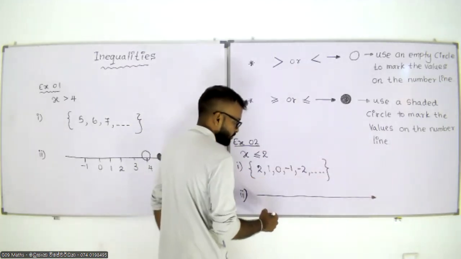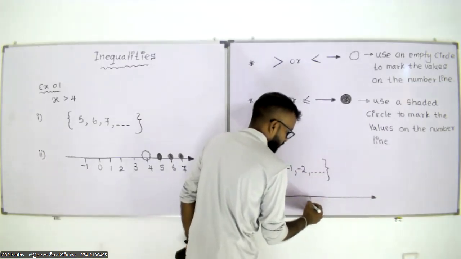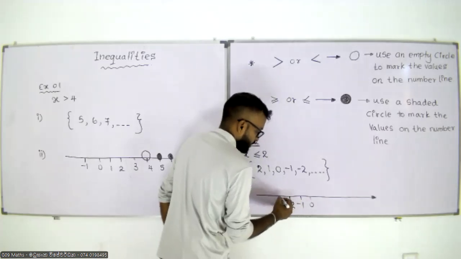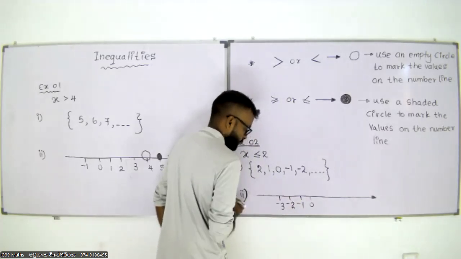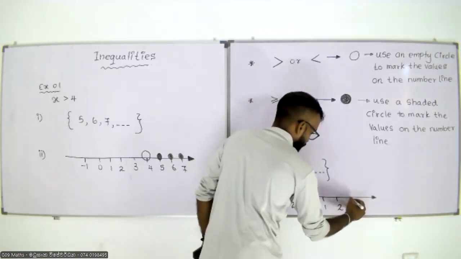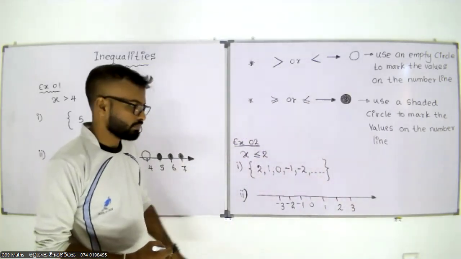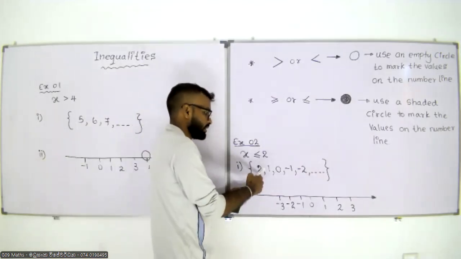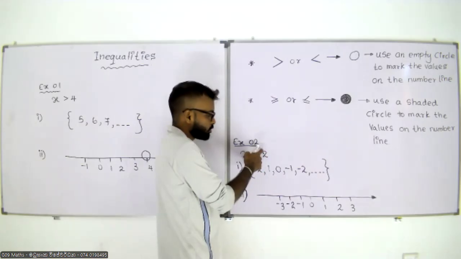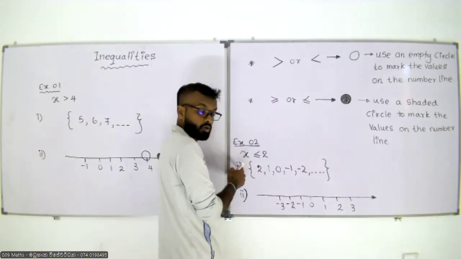So I will begin from here: we have 0, minus 1, minus 2, minus 3, and so on. And for the positive side, 1, 2, 3. I will take up to 3. It will be great, best practice. But we are beginning from 2. And 2 is having an equal mark also.